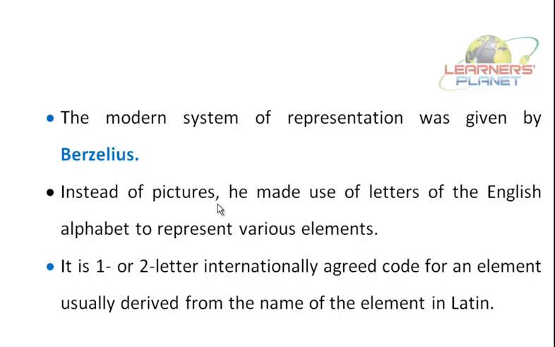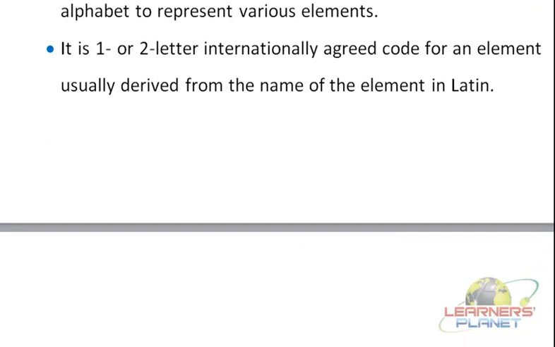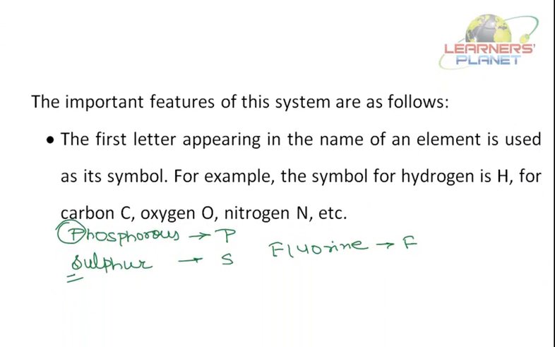Instead of pictures, he made use of letters of the English alphabet to represent various elements. It is a one or two letter internationally agreed code for an element, usually derived from the name of the element in Latin. So it's a simple one or two letter code. Let's see what it is. See, the important features of this system are as follows.